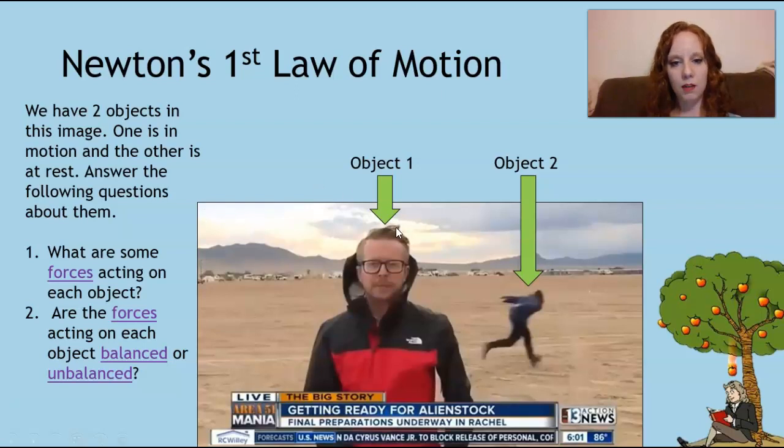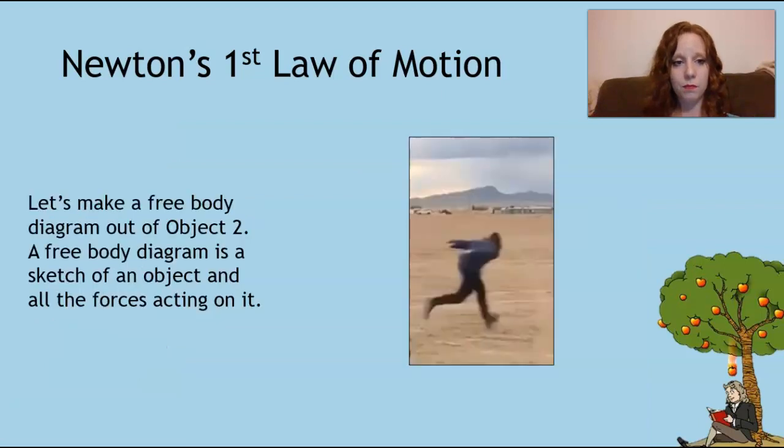Looking at his hair right here, I would say that both of them have some type of wind resistance on them. Okay, there are some forces acting on each of them. Balanced and unbalanced forces. Unbalanced forces: he is obviously moving forward. So the force of him moving forward is going to be greater than the force of wind or air resistance against him. So we've got several forces at play here. And then last but not least, a free body diagram.